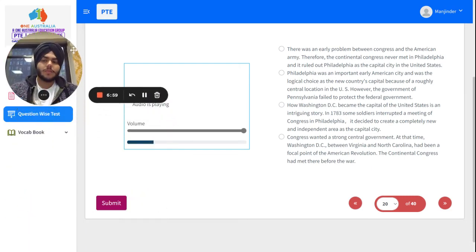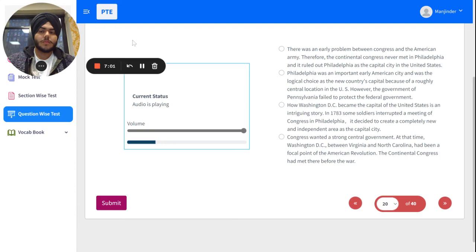For several reasons. First, Philadelphia had a roughly central location in the U.S. at that time. Also, it had been a focal point of the American Revolution. The Continental Congress had met there before the war, and several major events took place there. So, why is Washington the capital and not Philadelphia? Mostly because of a riot in Philadelphia in 1783.